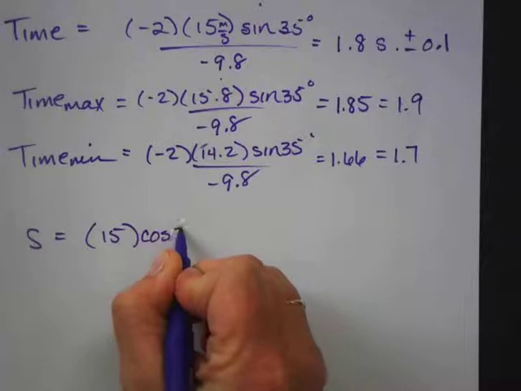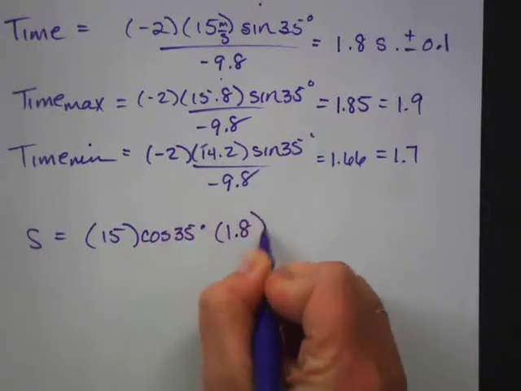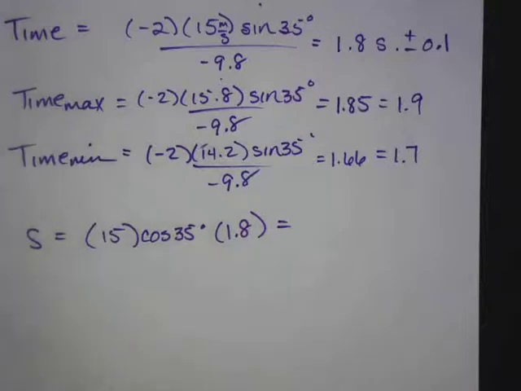Last step, find the distance. Distance equals velocity times time. So that's 15 cosine 35. We're doing the horizontal velocity times the time in the air, which was 1.8 seconds. You see why we only do one of these per marking period.